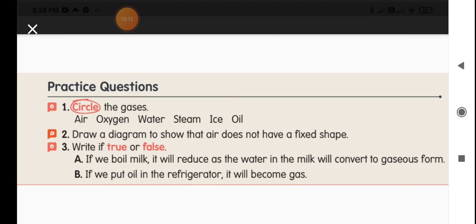Understood? So nicely read this lesson and answer 9.4 and 9.3, children.